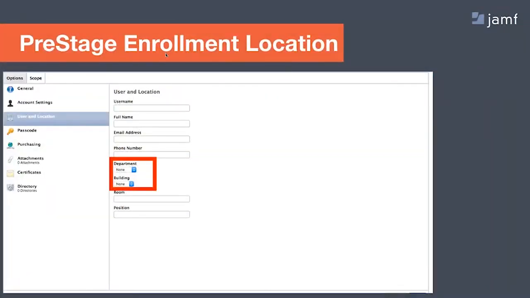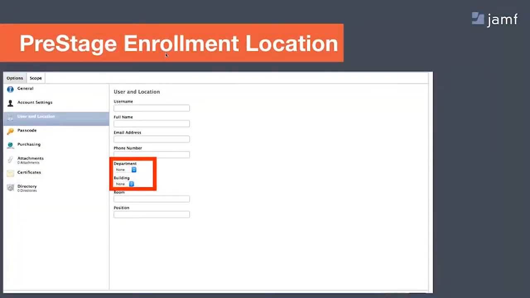Now, the reason why we have drop-downs here for department and buildings is that if we are not currently authenticating to Active Directory or Open Directory, we can manually create departments and buildings inside Jamf Pro. And with that being said, we can use the PreStage enrollment to automatically associate those devices to a specific building or department.